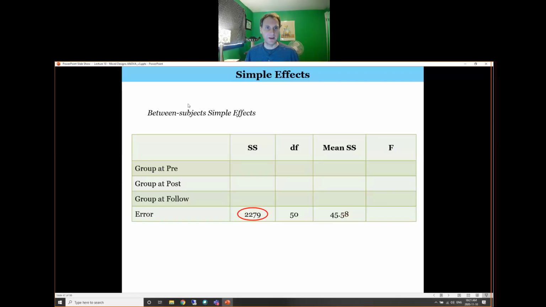So I go ahead and I create my between subject simple effects table. So now I'm looking at group at pre, right? Because it's between subject. Does the group, which is a between subjects factor, you're only in one group, did it have an effect at the pre time? Did it have an effect at the post time? Did it have an effect at the follow-up time? So I filled in my degrees of freedom and my mean squared error. I backfilled this in just by multiplying these values, but we don't actually need this sum of square, right? We're just going to use the degrees of freedom and the mean squared error.